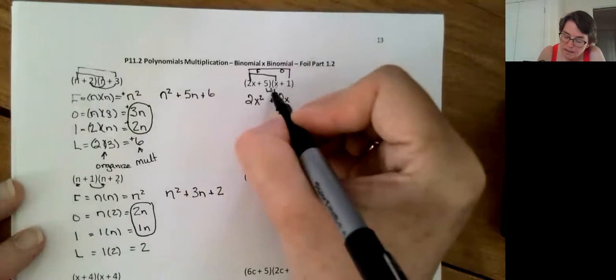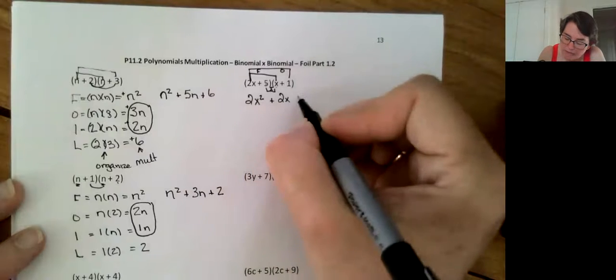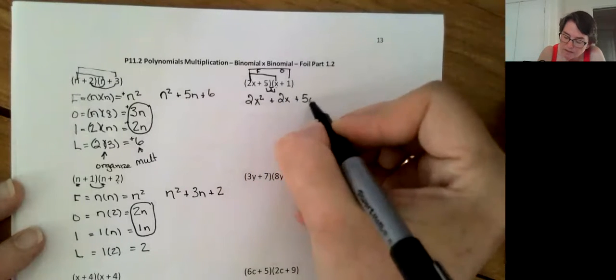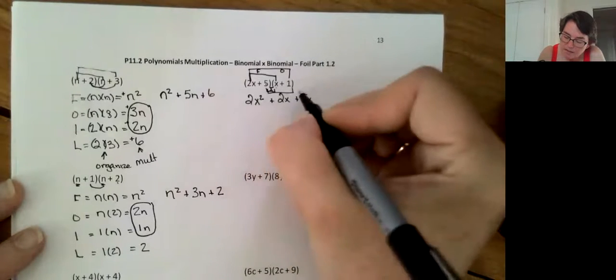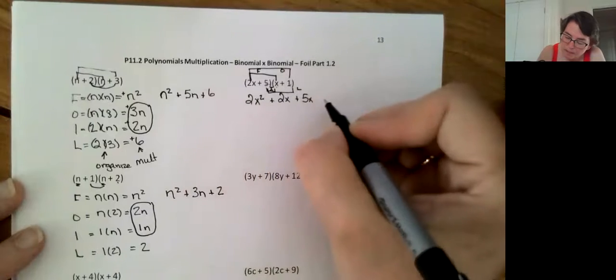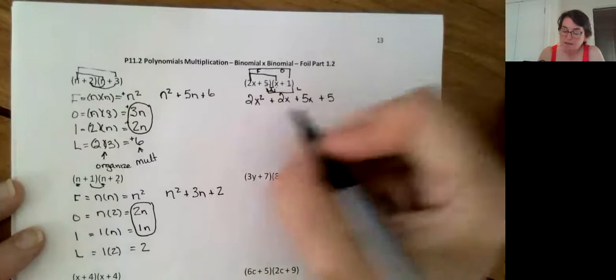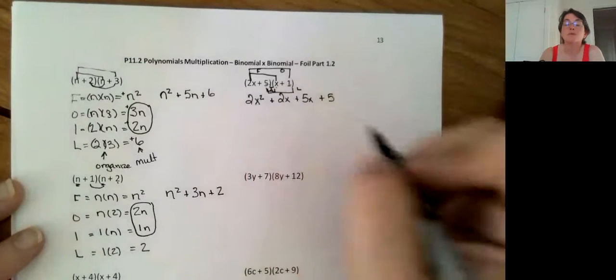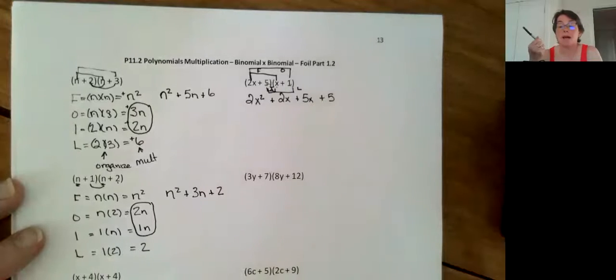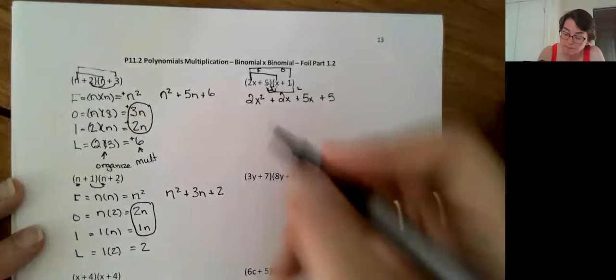Now I do insides, 5 times x plus 5x. And then I do last, 5 times 1. If you can't multiply monomials as quick as I was doing, go back, review, find the stuff on monomials. That's the key to this. If you can't multiply them easily, this is not going to be pretty for you.